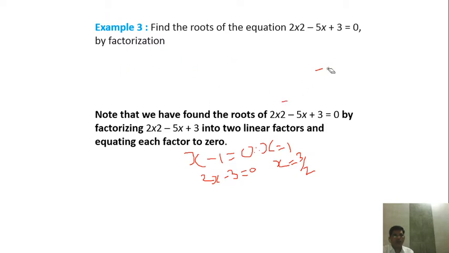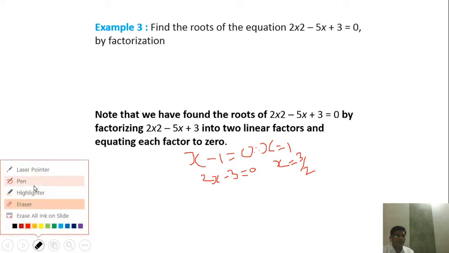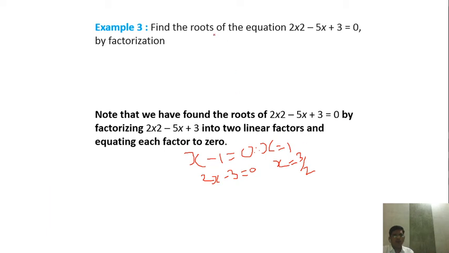So already we know that the two roots are x equal to 1 and x equal to 3 by 2. If I put x equal to 1 in the equation 2x square minus 5x plus 3, so 2 minus 5 plus 3, we get the answer 0. So we have found the roots by factorizing into two linear factors and equating each factor to 0.